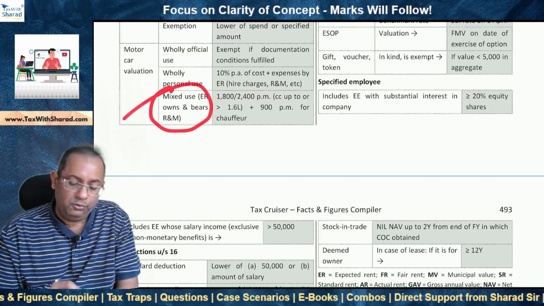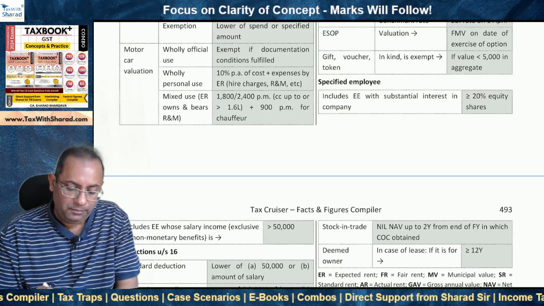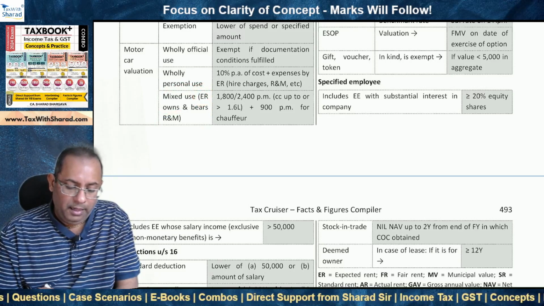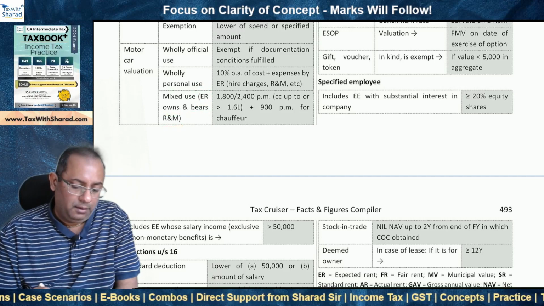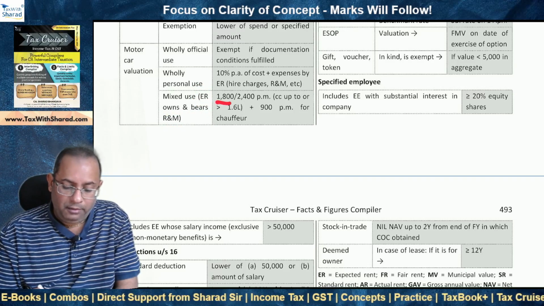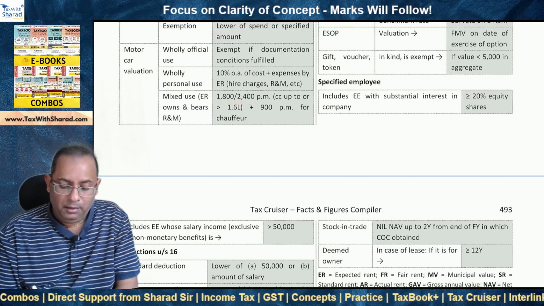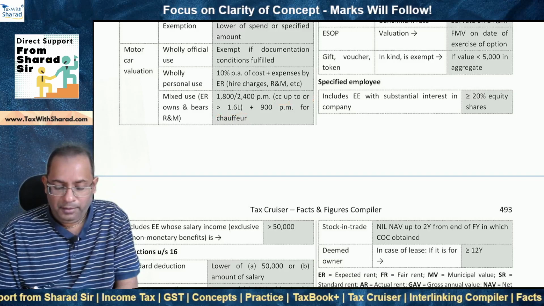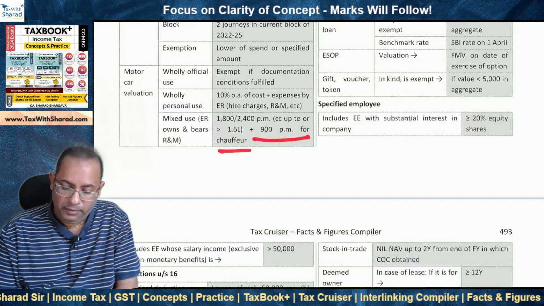Where the use is mixed use, that means both personal and official, and if the employer owns the motor car and bears the R&M expenses, then the value is 1,800 or 2,400 per month, depending on whether the CC is up to or more than 1.6 liter, and we add 900 per month for chauffeur if provided.